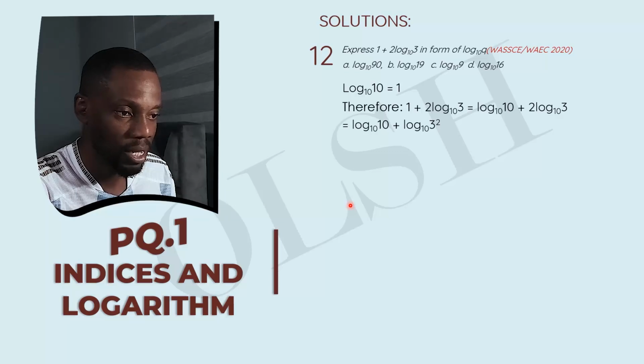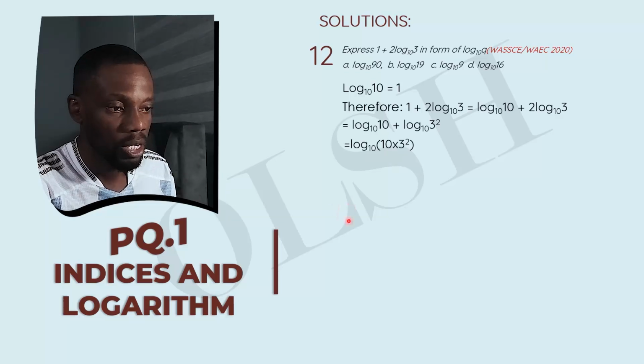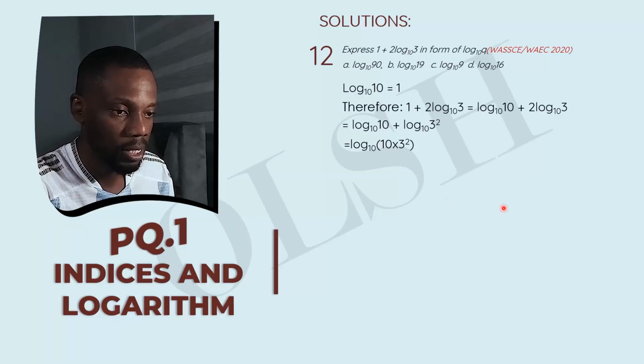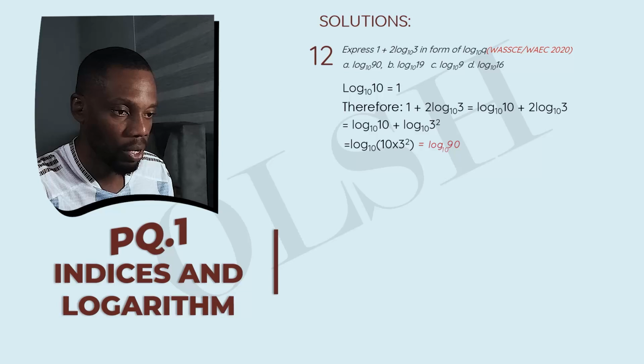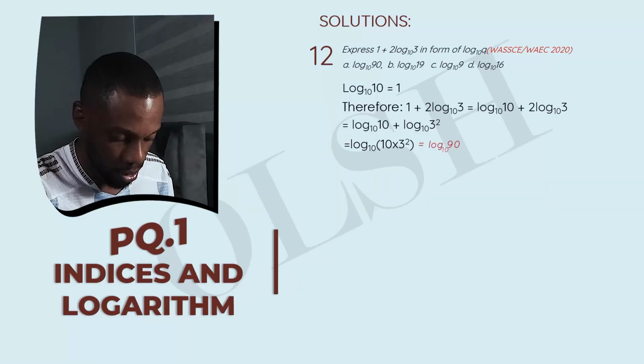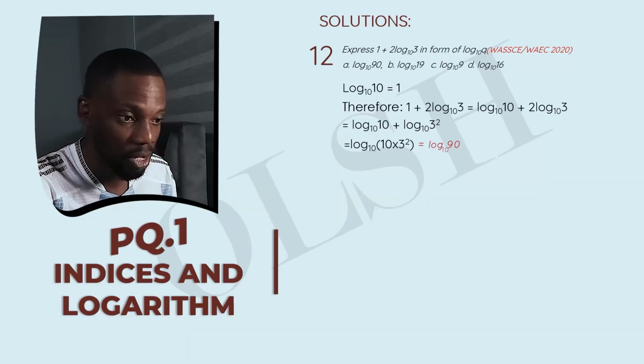2 log 3 to base 10 is the same thing as log 3 squared to base 10. So we have log 10 to base 10 plus log 3 squared to base 10, which is equal to, of course we factorize here, log of bracket 10 times 3 squared. 3 squared gives us 9, times 10 is 90, so we have log 90 to base 10, which is already in the form log q to base 10, and we have A to be our answer.